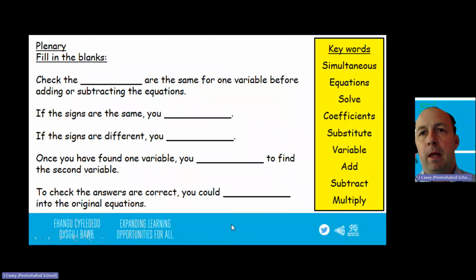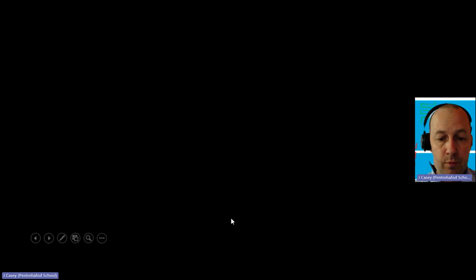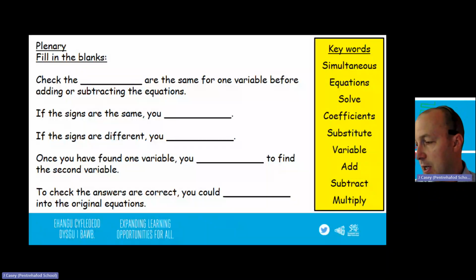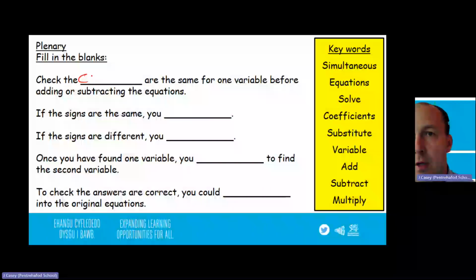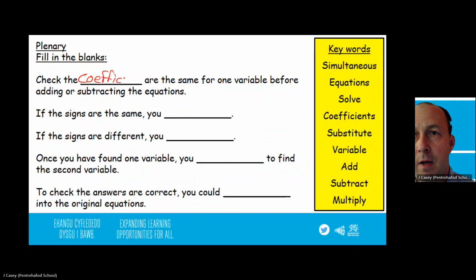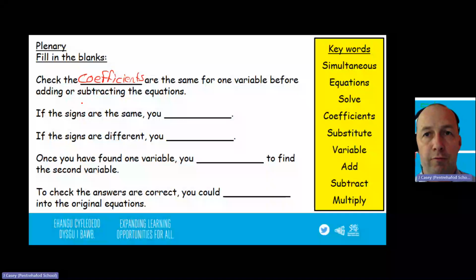Okay, so let's take a look. So the first one: checking the blank are the same for one variable before adding or subtracting the equations. So we're checking for the coefficients. Oops, I apologize, that's just clicked off. So we're checking for the coefficients. Okay, so the first answer you should have worked out is coefficients. Because remember, we're looking for 2x and 2x, or 3y and 3y.